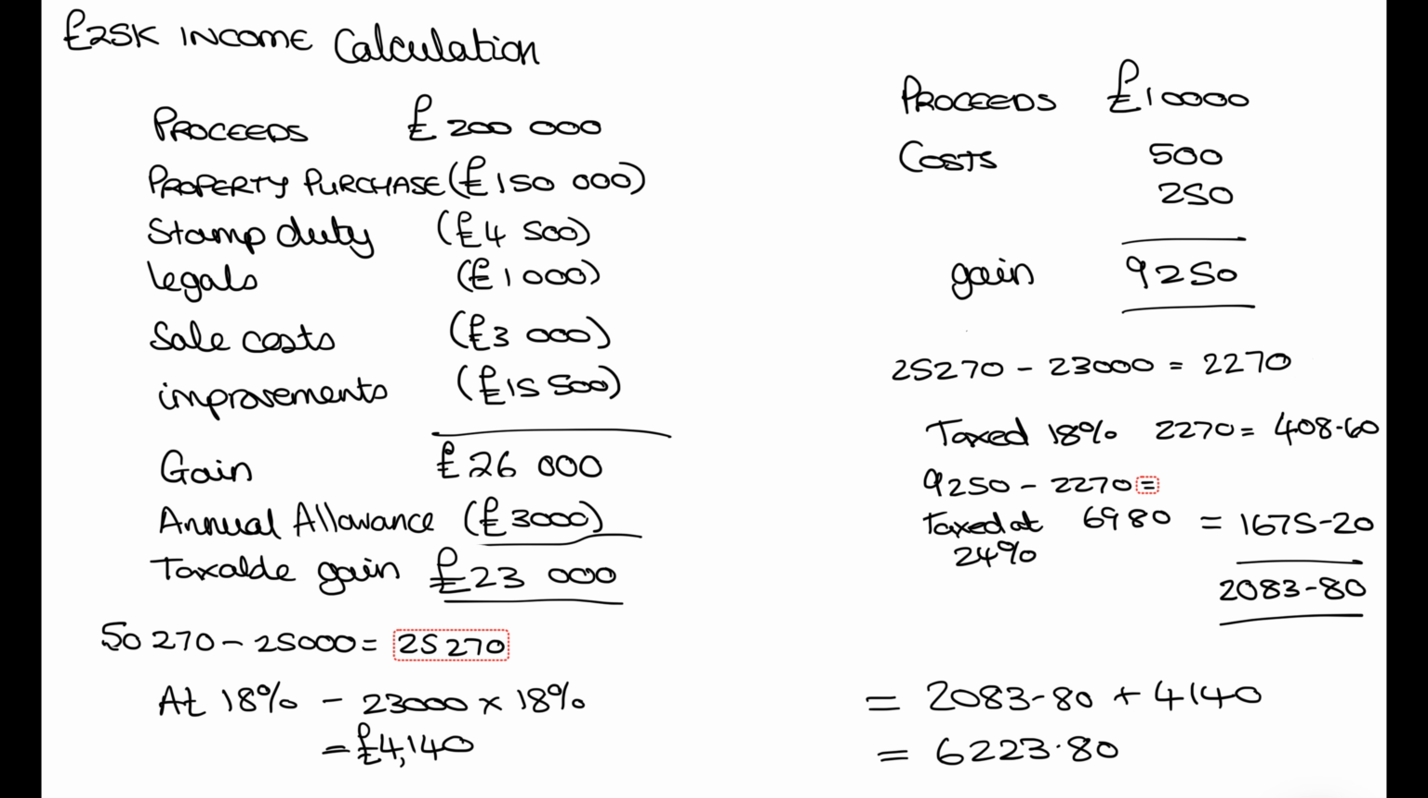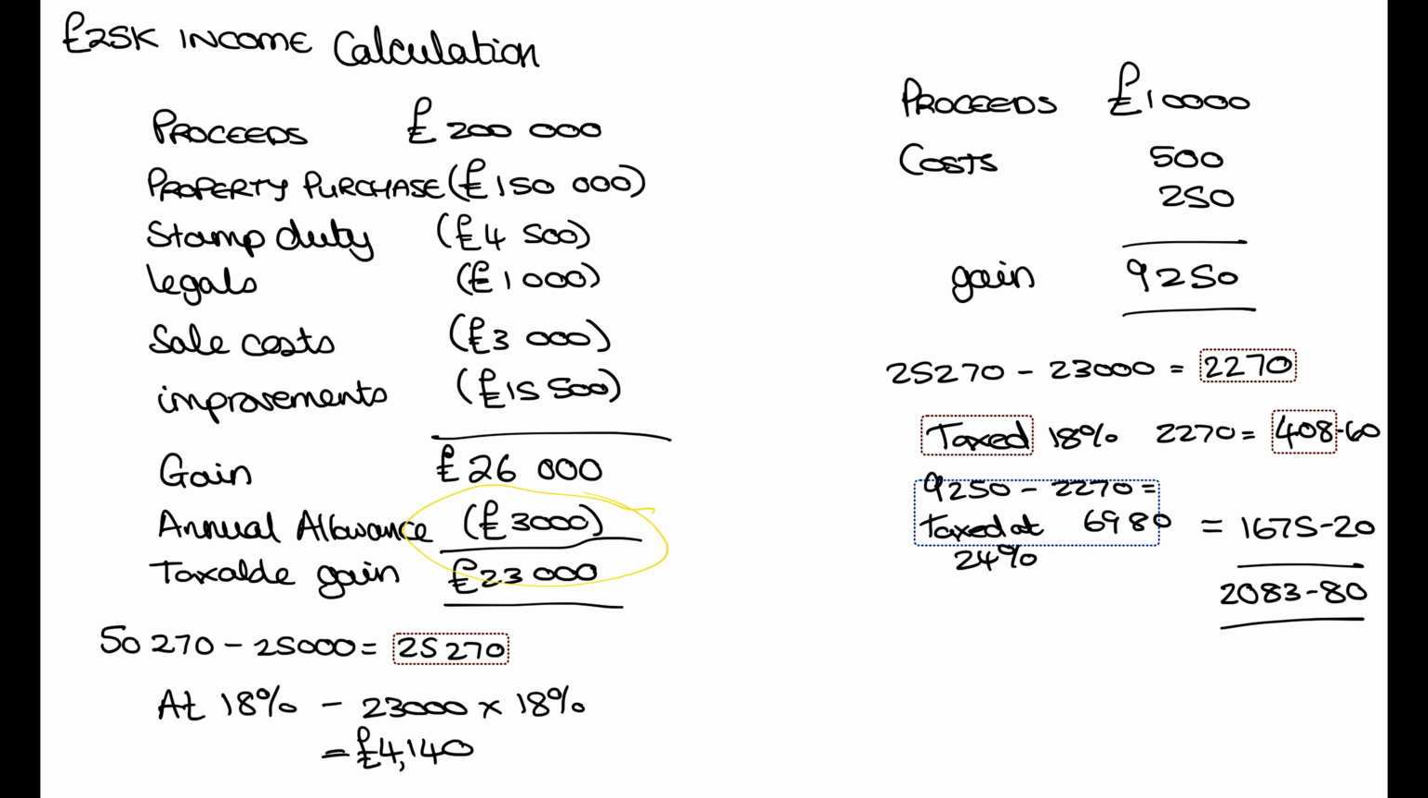Now, in our example, we've also got our other gain. We need to look at that gain where we've got proceeds of 10,000 and costs of 500 and 250, which gives us a gain of 9,250. If we look at our gain of 9,250, have we got an annual allowance left? Our answer here is no, because we have used our annual allowance over here, which means we are going to be taxed on all of this amount.